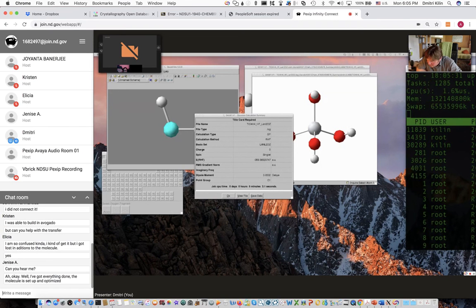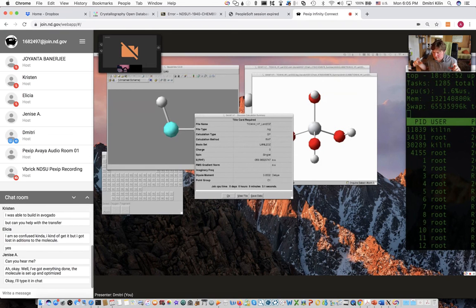Okay. Well, I've got everything done. The molecule is set up and optimized. Please record total energy. And if everything works fine, you may go forward and build oligomers and find their energies. And note that for optimal geometry, for optimal isomers, the oxygens should alternate by 90 degrees.